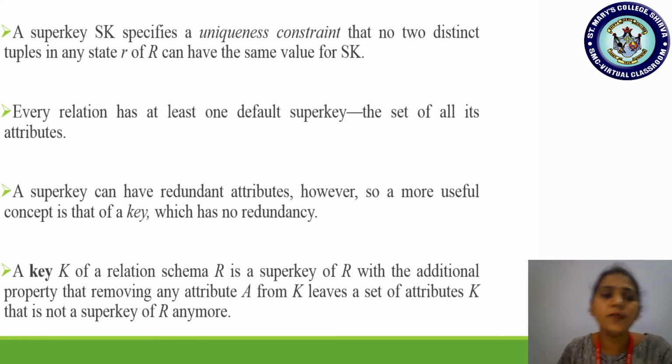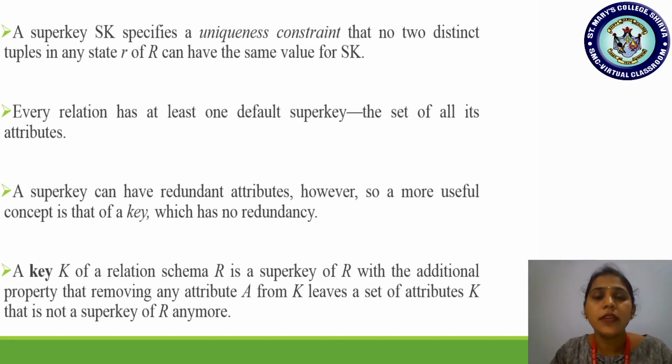Did you all understand? So, a key K of a relation schema R is a super key of R with the additional property that removing any attribute A from K leaves a set of attributes K' that is not a super key of R anymore. So they say super key means what? Some subset of attributes, right? So if we remove any of the attributes in that set.